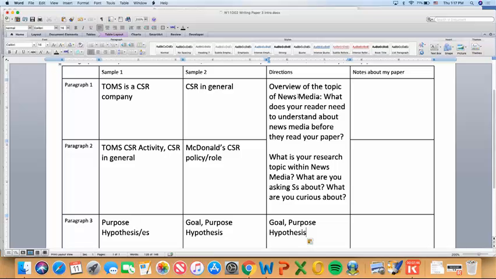Yeah. In paragraph 2, what is the second question? What are you asking students? Sorry, I use SS for students. What are you asking students about? Because you're not just saying, what do you think of news media? You're talking about a specific topic within news media. So you can choose what order you put it in.